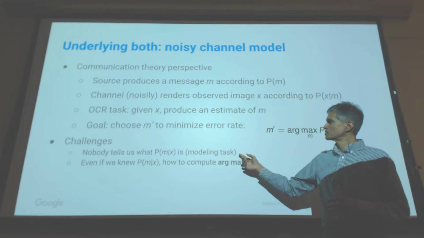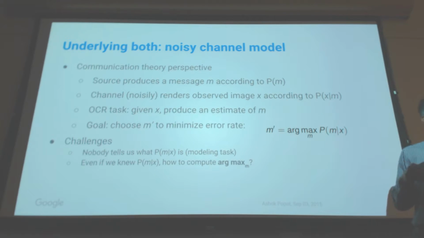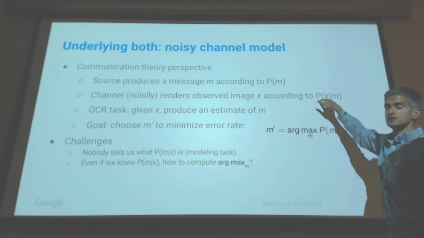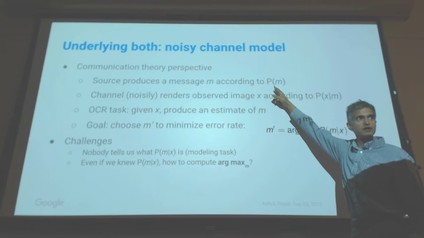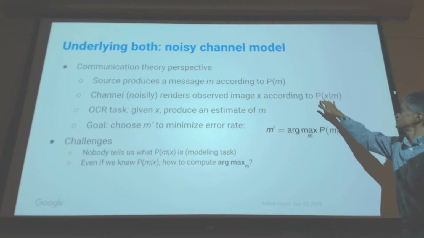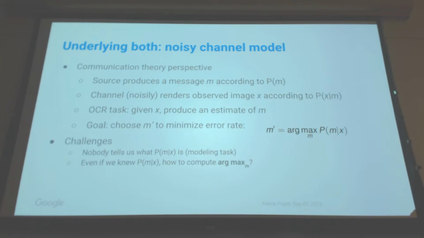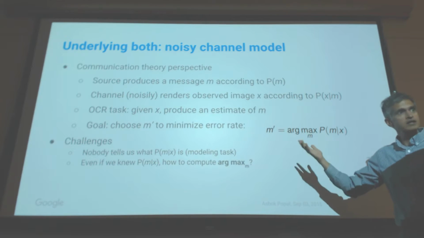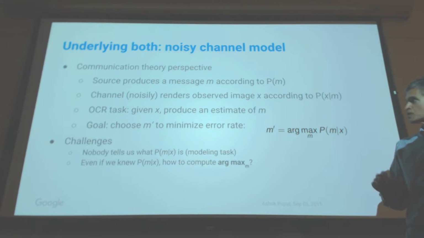So here are two challenges. Nobody tells us what this probability is, so that's the modeling task. The way people typically do it in speech is they take this likelihood and some prior, which is a language model, and multiply them together. They observe that they don't have to normalize, because you would divide by the marginal for the observed image, but since that's given, it's irrelevant to the task of figuring out what the best M was. That gives you the usual formulation in speech recognition, the starting point.